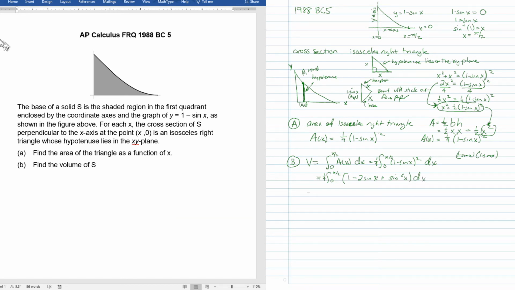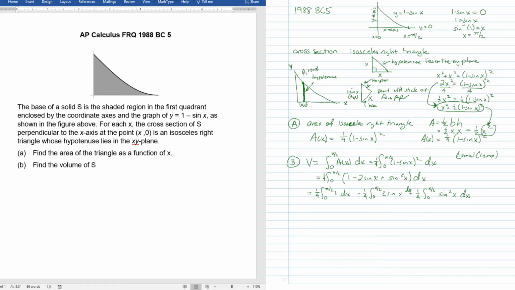A lot of times as the problems get more complicated, I try to make them simpler, as in I look at each piece individually. I look at the integral of 1/4 from 0 to pi over 2 of 1 dx. Then I subtract the integral of 1/4 from 0 to pi over 2 of 2 sine of x. And then I will add 1/4 times the integral from 0 to pi over 2 of sine squared x dx. Let's get that dx in there.